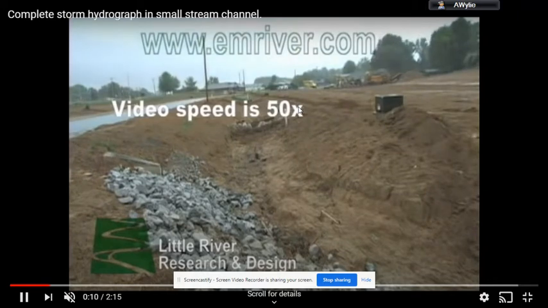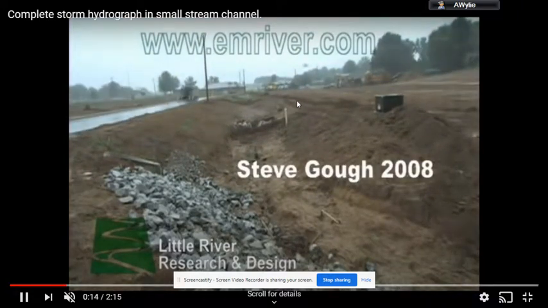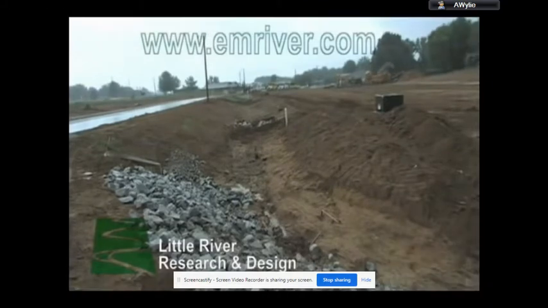Okay, so I'm now going to play the video, and you're going to see it's sped up 50 times. Okay, and now it's starting to heavily rain. So the rain's falling. And down here, you're going to see a graph appear in a second. And this is our hydrograph. And I'll just talk you through what you're seeing.